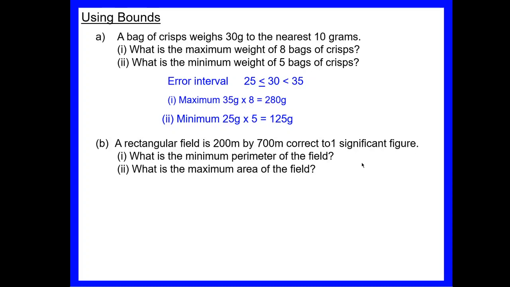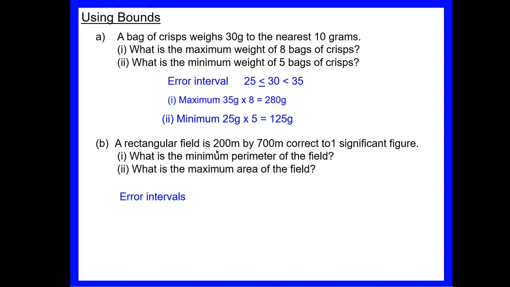So let's try another one then. A rectangular field is 200 meters by 700 meters, correct to one significant figure. Again, it's told me it's been rounded, so my first thought is I must start with my error intervals. I've got two values that have been rounded, so I need to find the error intervals for both values. Let's start with our 200 meters to one significant figure.